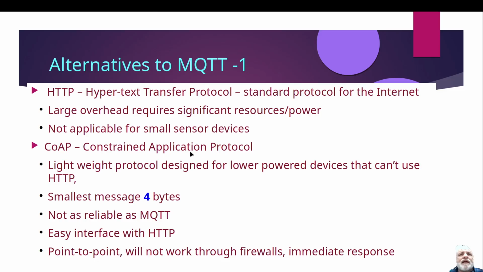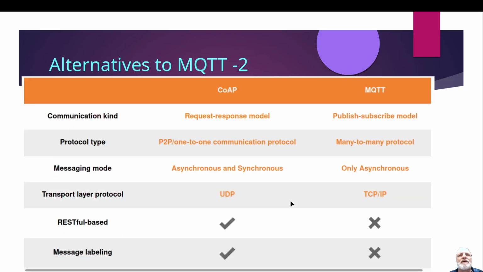This constrained application protocol, on the other hand, is a lightweight protocol designed for smaller devices with low power, especially ones that aren't powerful enough to use HTTP. They can actually send messages as small as 4 bytes, but it's not quite as reliable as MQTT. I've never actually worked with it myself, but it's another option that's out there that you may want to consider when you're looking at different things. So here's a little comparison.